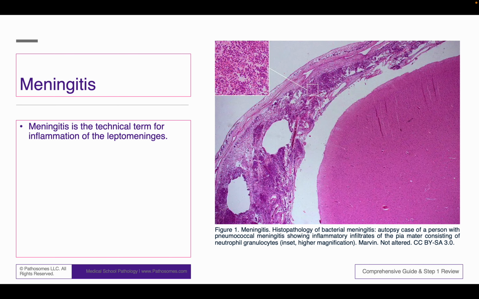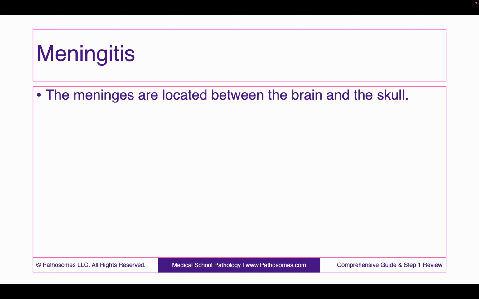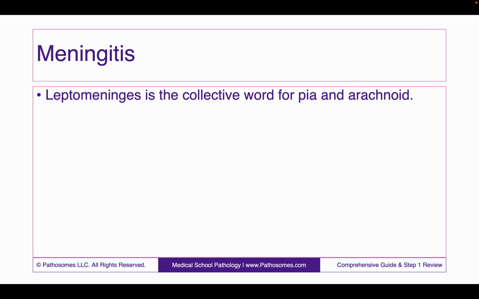Meningitis is a term for inflammation of the leptomeninges. And the leptomeninges are made of 3 layers: the dura mater, the arachnoid, and the pia mater. The meninges are located between the brain and the skull. Regarding meningitis, the leptomeninges is used as a collective word for the pia and arachnoid.